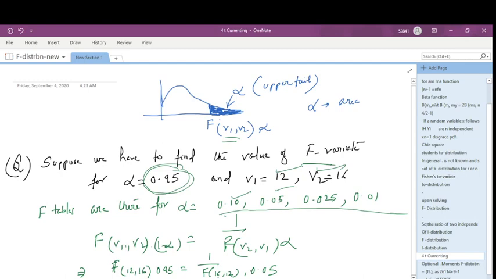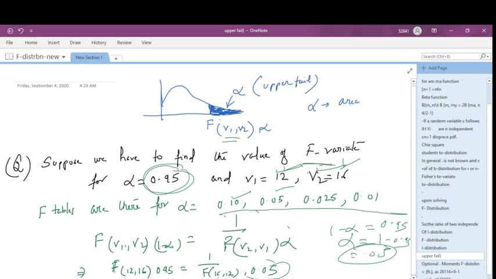So if I say 1 minus alpha is equal to 0.95, then alpha will be equal to 1 minus 0.95, that is equal to 0.05. So in the table you see the value of Fisher variate for 0.05 with the degrees of freedom nu1 as 16 and nu2 as 12, just the reverse order, and that is how you solve it. So that property is very, very important.